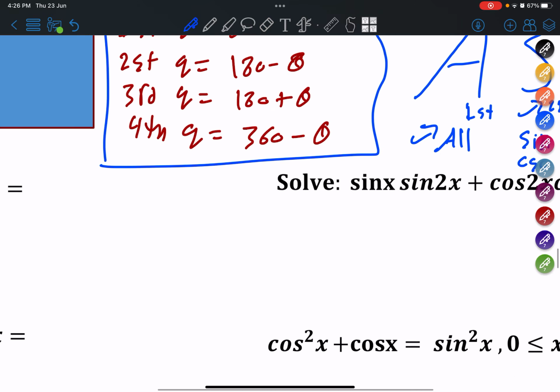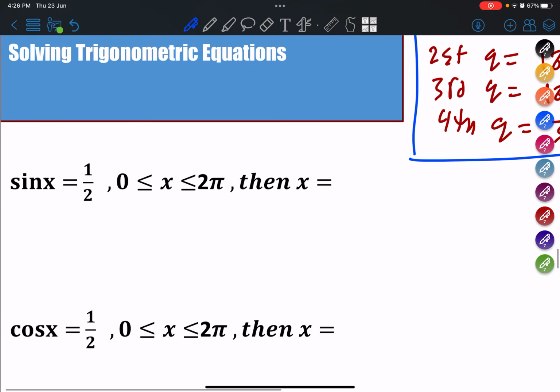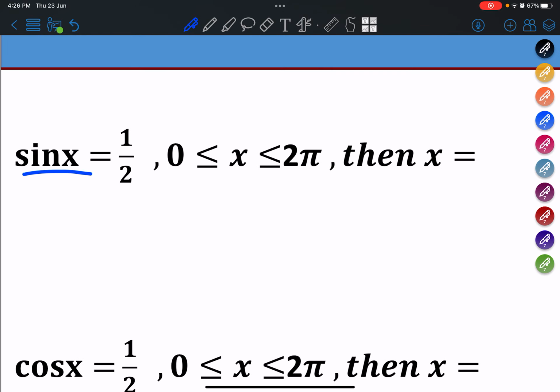Okay, so that being said, we can start solving the questions. So here they're asking us what is sine x that is equal to 1 over 2.